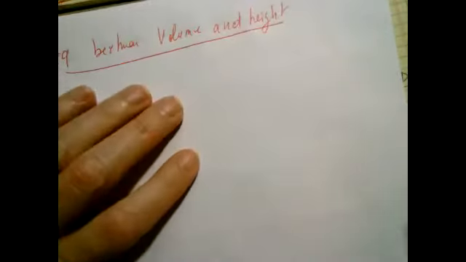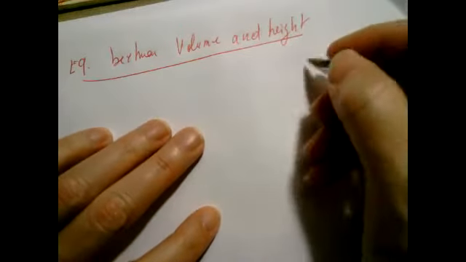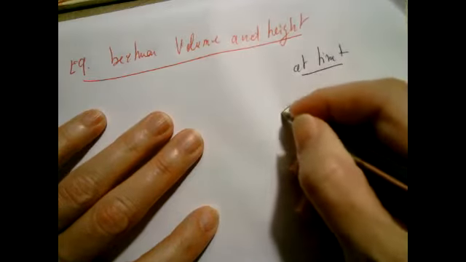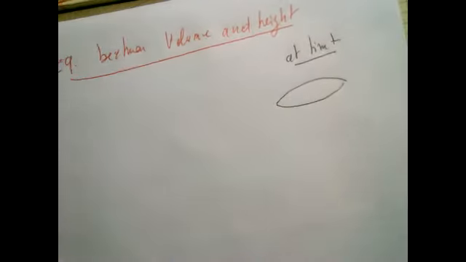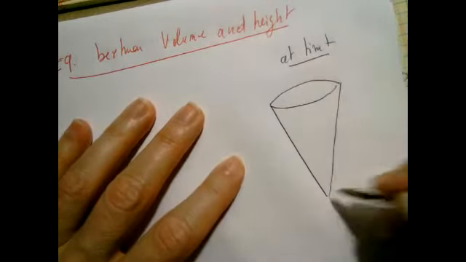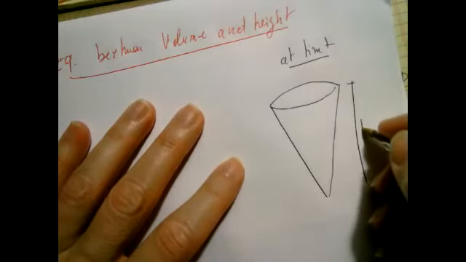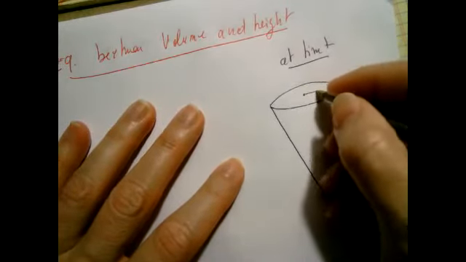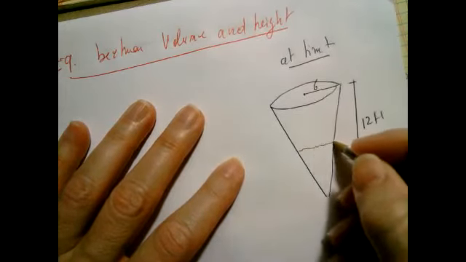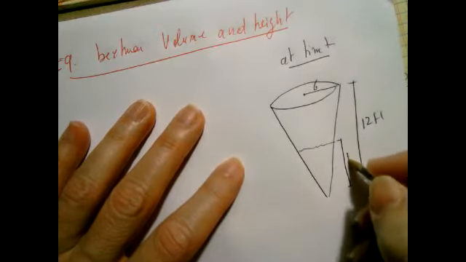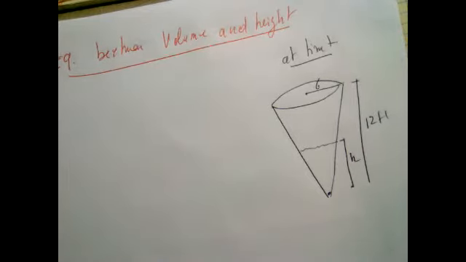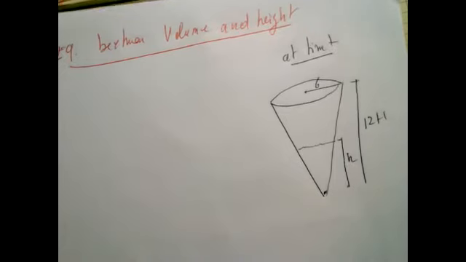Okay. Now I have to draw the picture again at time t. What is the scenario? So at time t, this is my cone, and this is my picture. From here to here, I have 12. From here to here, I have 6. And that's the water. So this is h from here to here. That's the height of the water at time t. So that's the picture for us. What's the relationship between the volume and the height?